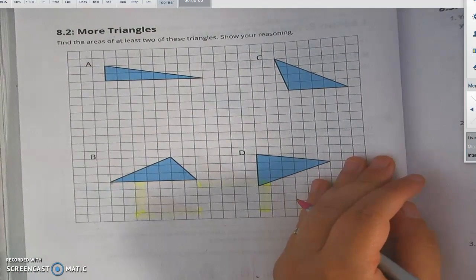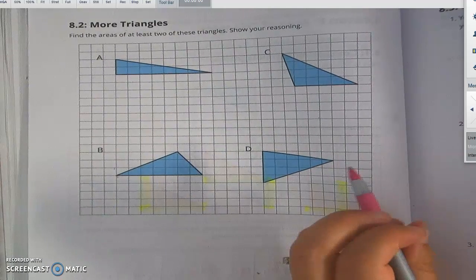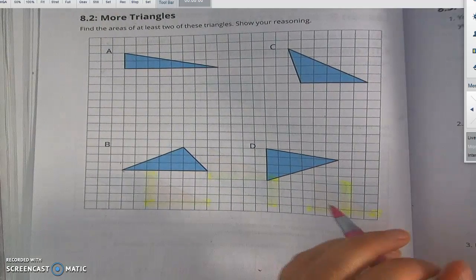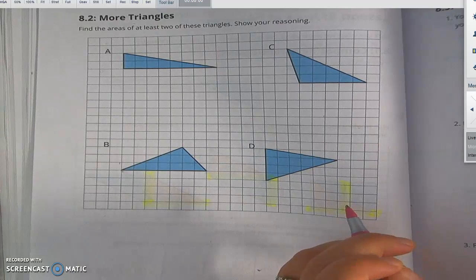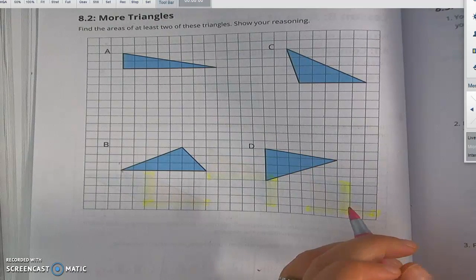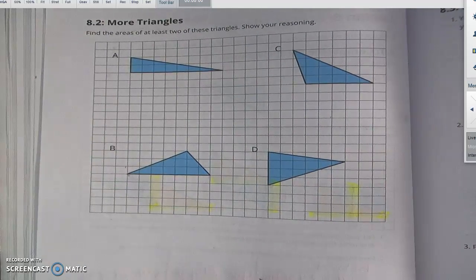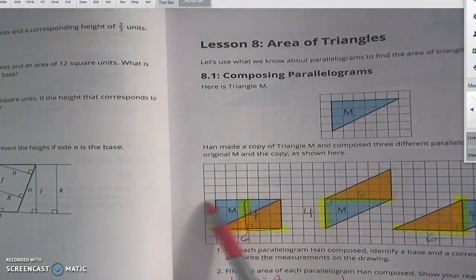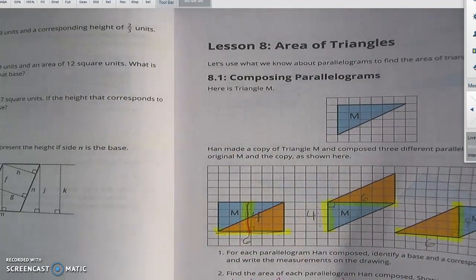Okay, so here they have us dive right in. Find the areas of at least 2 of these triangles and show your reasoning. Okay, well, what we know so far is that 2 identical copies of a triangle can come together to make a parallelogram or a rectangle. So if it takes 2 copies to make a parallelogram or a rectangle, if we want to find the area of just one of the triangles, we can find the area of the whole parallelogram or rectangle and then divide it by 2.